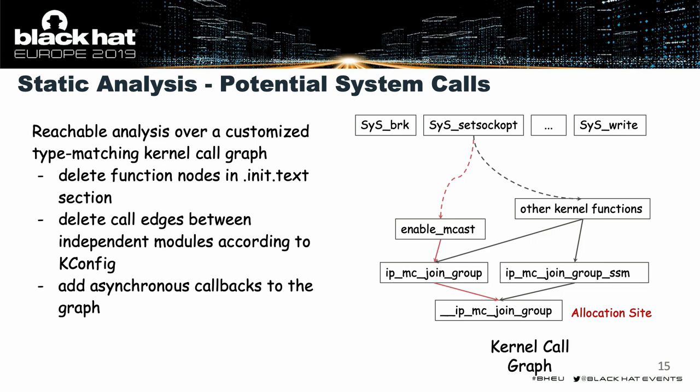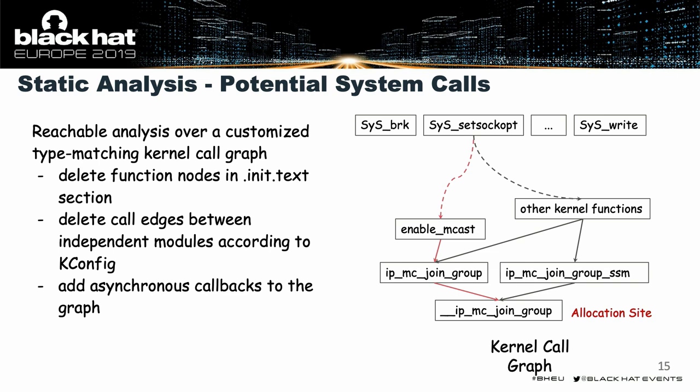With the sites of interest, we build a kernel call graph and perform reachability analysis to identify potential system calls. In the example on the right half of the slide, we can tell that system call setsockopt can reach the allocation site in the function ip_mc_join_group because there is a path from the syscall entry to the allocation site. We use this result to restrict system calls used in fuzzing so as to improve efficiency.